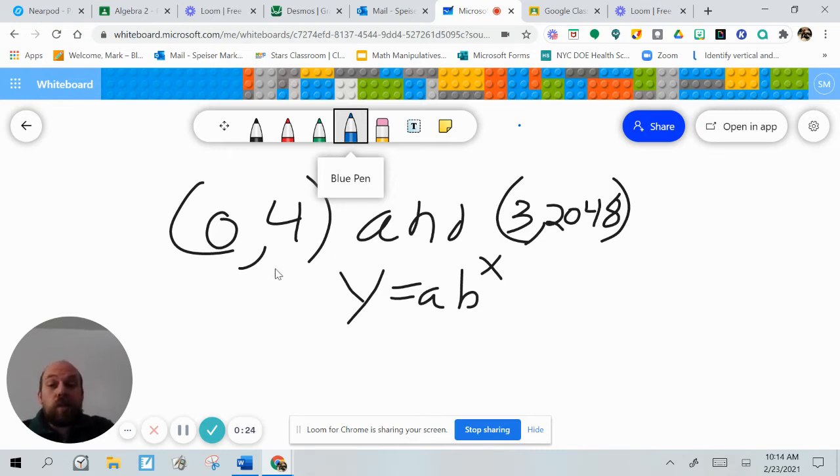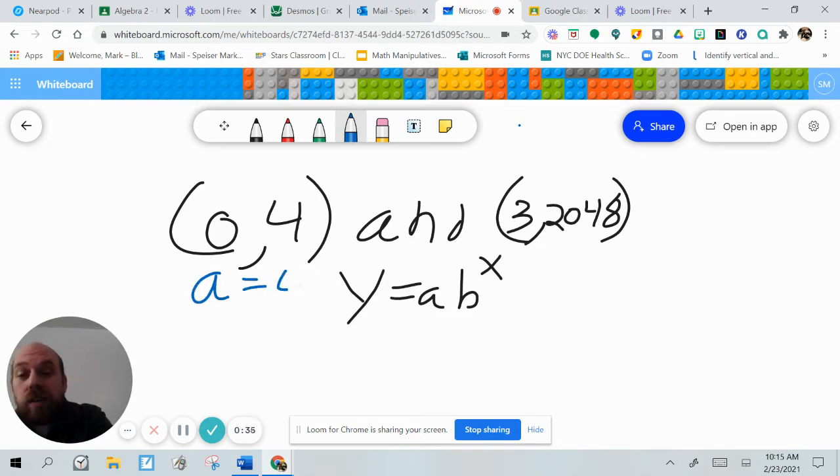So remember, as I mentioned, when x equals 0, you know the y-intercept immediately. So our y-intercept is (0, 4). That means our a value is 4. Once you identify your a value, you take your second point, substitute in, and solve for b.